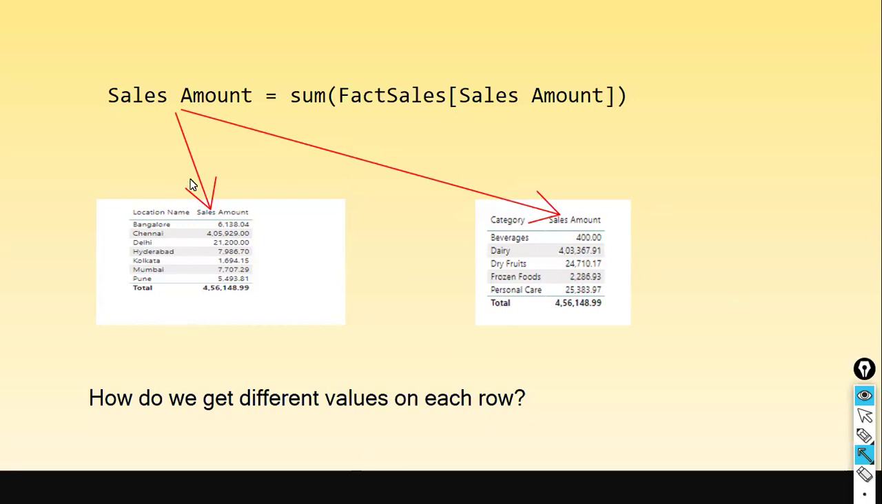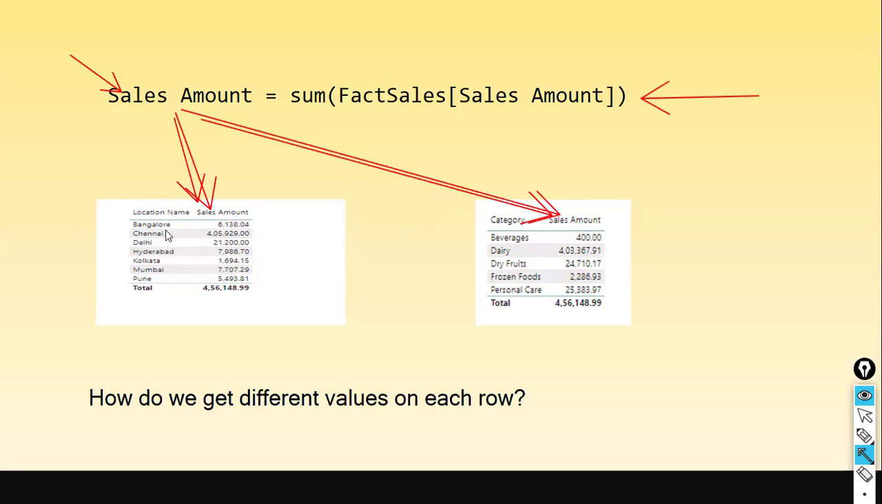So when you drop the measure, it's not a column, it's a measure, along with the location name, it automatically gives me the breakdown of total sales by location. The same measure, when I drop it along with the category column, gives me the breakdown of total sales by category automatically. But the formula is the same, right? A single measure that behaves differently because of the environment.